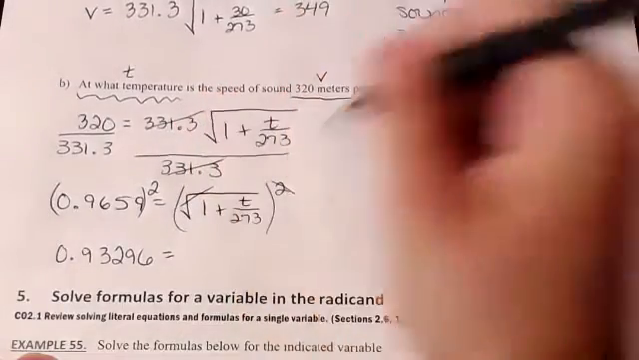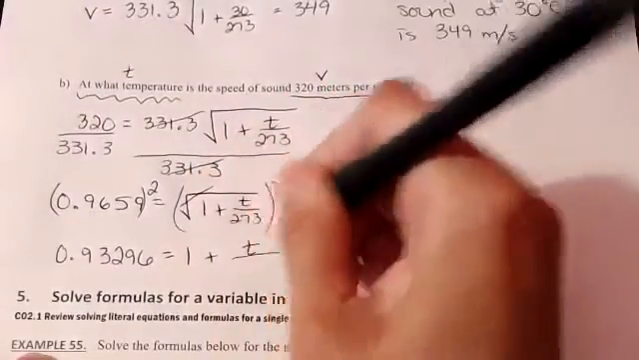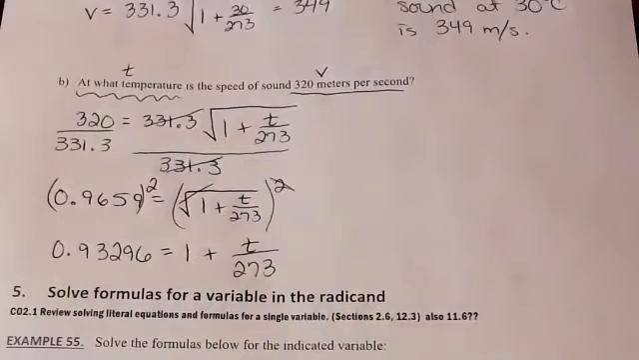The square and the square cancel each other out. 1 plus t divided by 273. Super cool. Okay. Someone give me my next possible step. There are a couple options here, which is pretty cool. What might you do next?